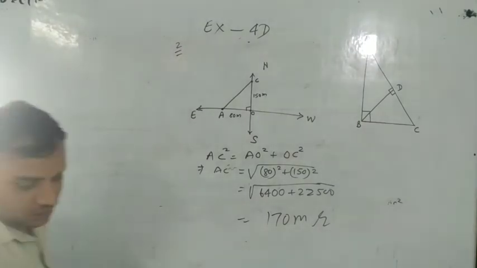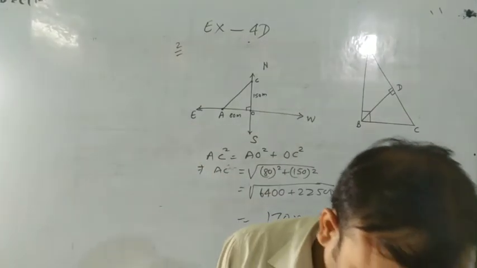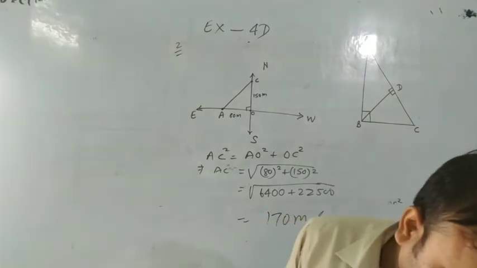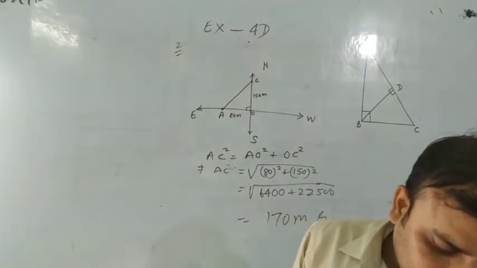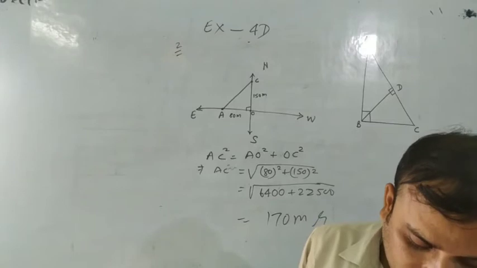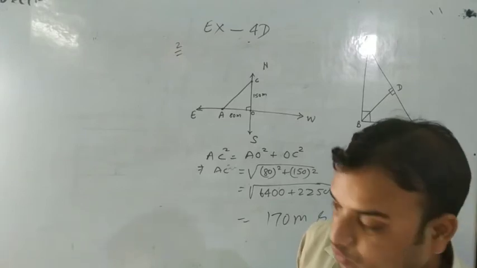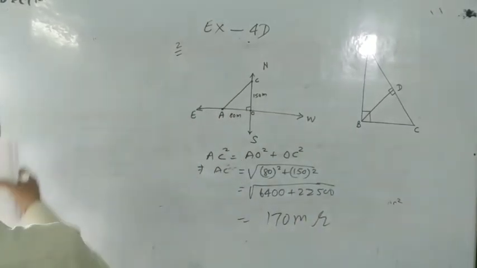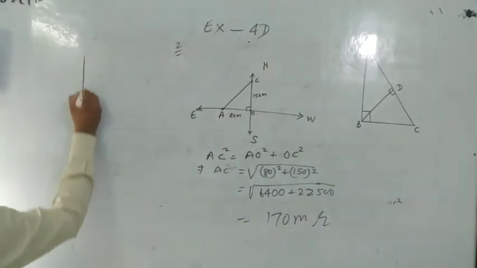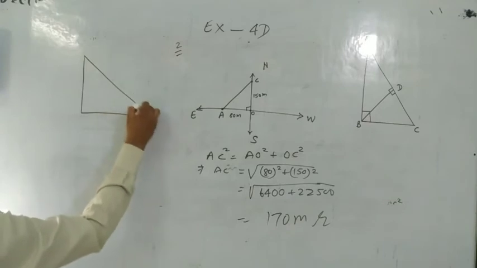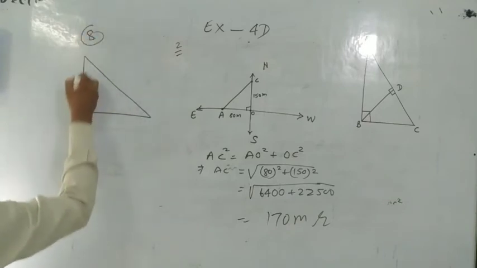Now dear students, the next question is question number 8. Triangle ABC is an isosceles triangle, right angled at C. Prove that AB equals square root of 2 times AC. Dear students, here is the isosceles triangle.